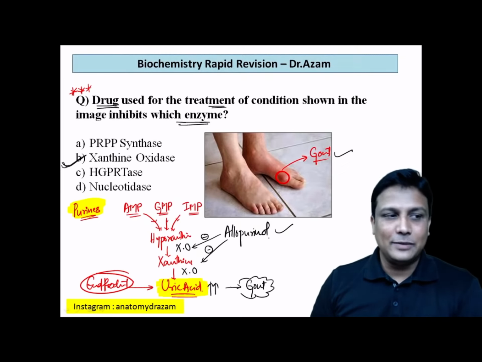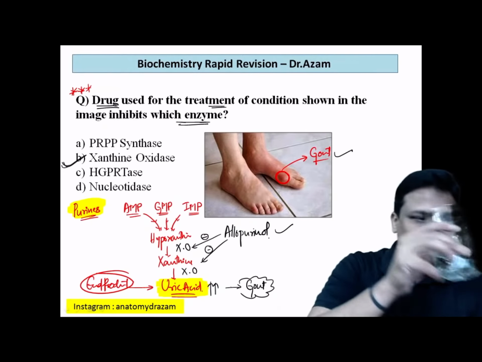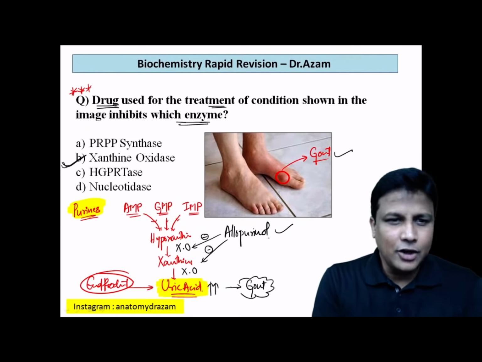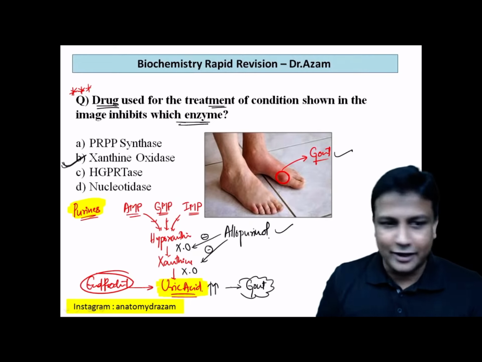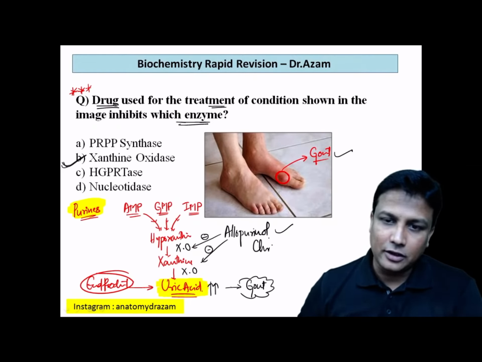For acute gout, we'll be using NSAIDs, non-steroidal anti-inflammatory drugs. Awesome, guys. For acute gout, the treatment of choice will be non-steroidal anti-inflammatory drugs, and NSAIDs will be used for that. But allopurinol is actually used for the treatment of chronic gout, or we can say for the maintenance of this one, sir.